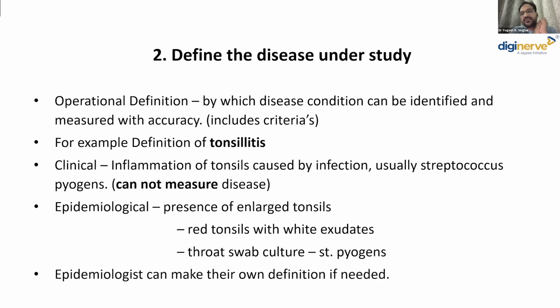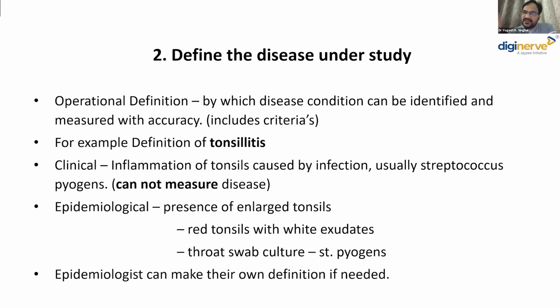Suppose tonsillitis. Clinician, what is the definition of tonsillitis? We usually say inflammation of the tonsils, usually by Streptococcus pyogenes. This is a simple definition. But for an epidemiologist, if we are going into the community, we are not doing any throat swab. In descriptive epidemiology, we just go and look inside the mouth. So what will we see? We will see red tonsils and some exudates. Later on we will do a throat swab culture.